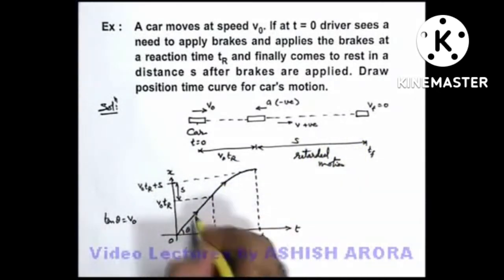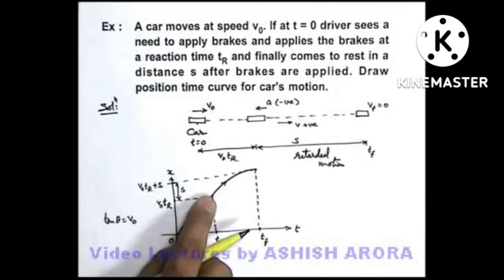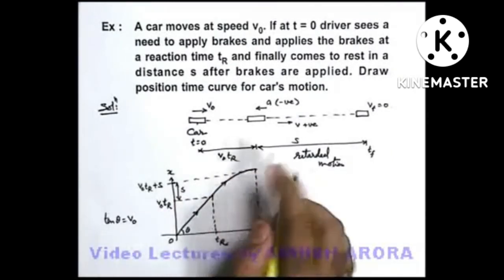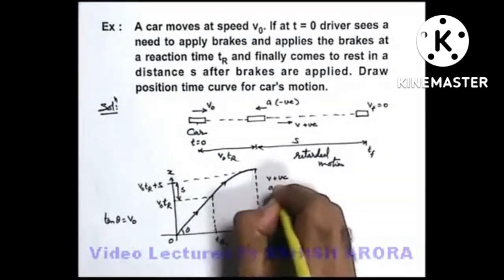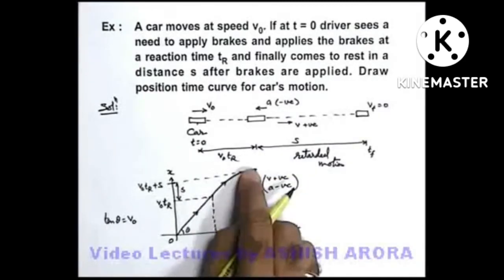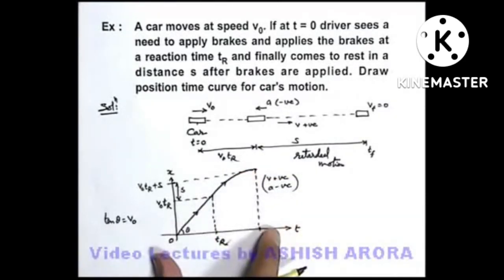So this is the final displacement time graph. The first part of which is a straight line which represents uniform motion. The second part is a curve which shows velocity is positive but acceleration is negative. So this is the retarded motion of the journey. This is the curve which is required to be drawn in the question.